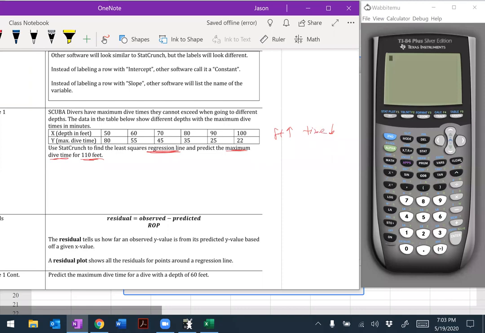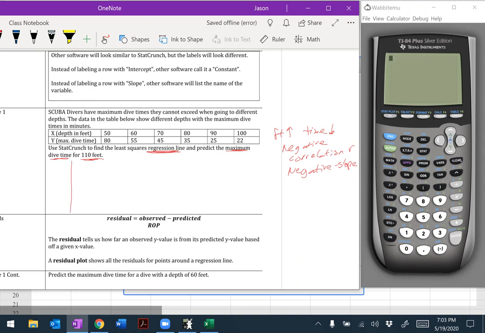So this should have a negative correlation. It should also have a negative slope. Okay, so it should have a negative correlation coefficient, R, and it should have a negative slope, if we do everything correctly.